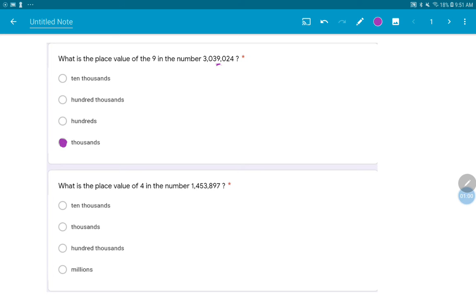The next question asks the place value of the 4 in the number 1,453,897. What is it, Dylan? 400,000. So it's in the what place value? 100,000s, and it has a value of 400,000. You're exactly right.